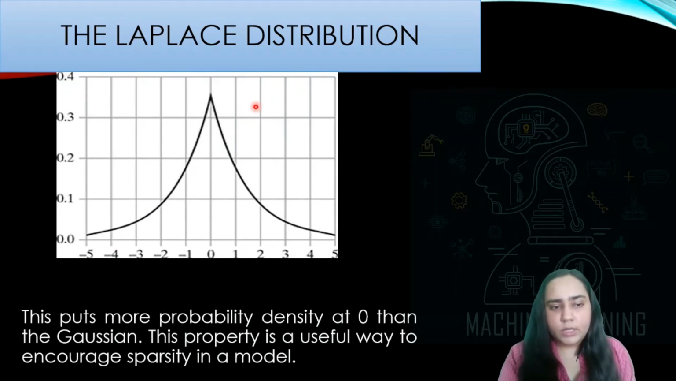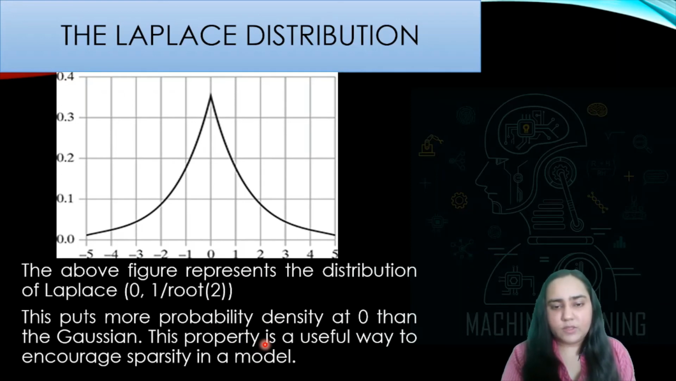And here is a graph of that. This is what it looks like. It's almost like a Gaussian distribution, but it does not have that bell-shaped end. It has a pointy kind of end, and it puts more probability density at 0 than the Gaussian distribution. So this is useful to encourage sparsity in a model. And this figure represents the distribution of Laplace(0, 1 upon root 2).